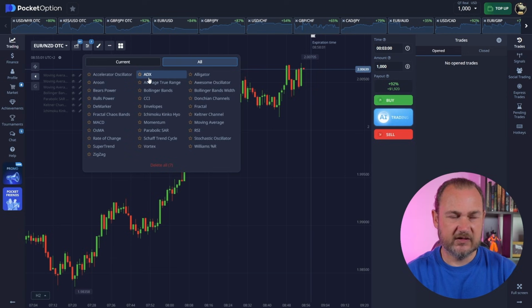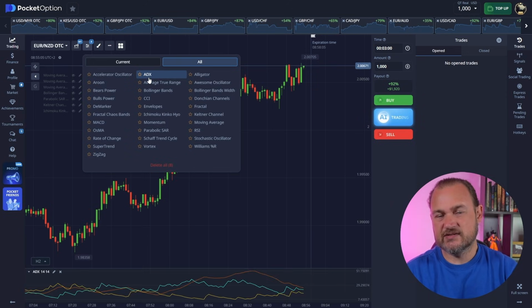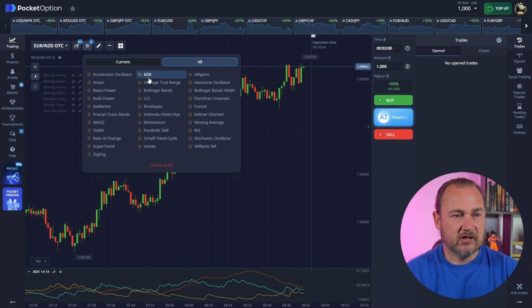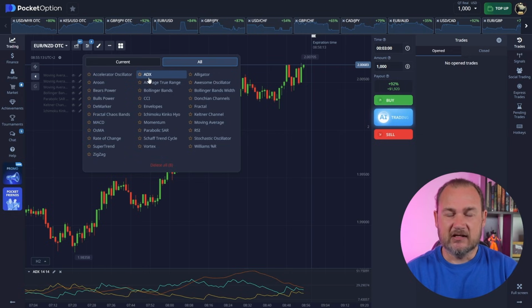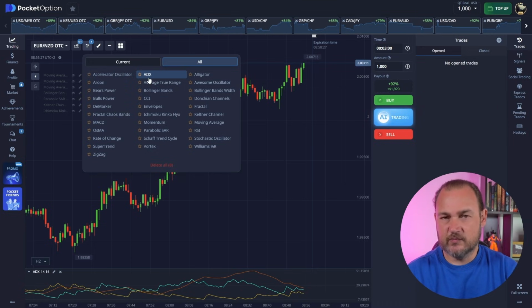I have done a video on this before, but this is one of the most valuable indicators that I think exists. I use it every day in my daily trading. I cannot trade without this. Once you understand what the ADX is showing you and you understand how to read it, you can start combining it with other indicators and you will find that it will level up your trading tremendously.